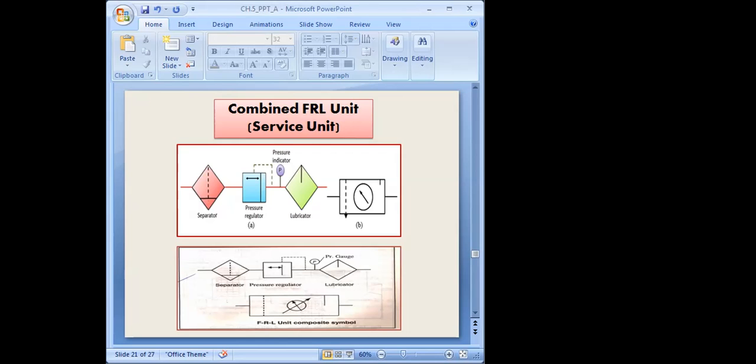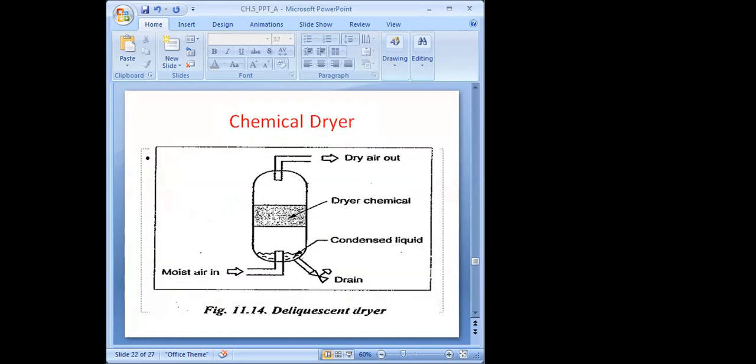Along with this FRL unit, we have the dryer also. Air in atmospheric conditions contains moisture, and that moisture will be present after compression also. So for that purpose we need an air dryer. Because if air containing moisture particles enters the system, the moisture gets condensed by giving heat to the cooler air or environment.